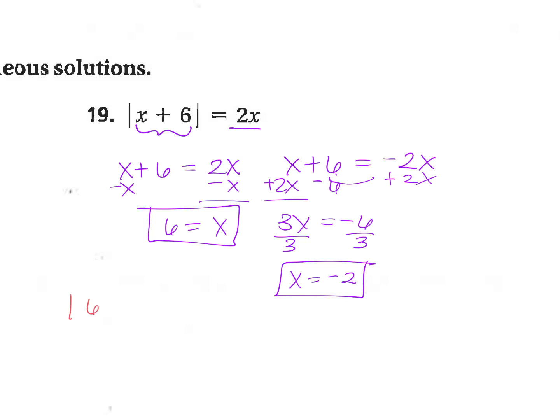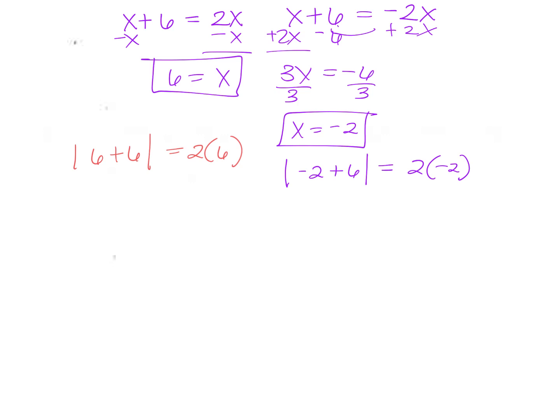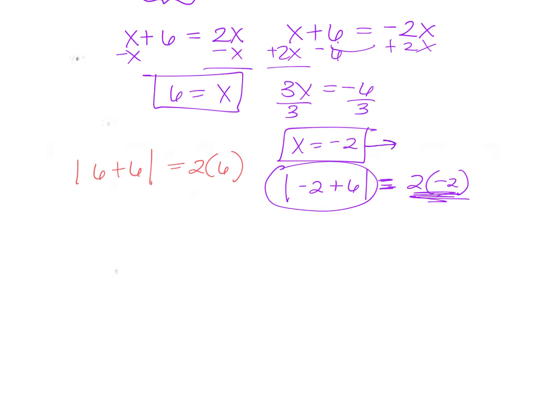So absolute value of 6 plus 6 equals 2 times 6. And we're going to plug in a negative 2. Absolute value of negative 2 plus 6 equals 2 times negative 2. Now, right off the bat, you can see the absolute value of something equaling a negative can't happen, right? So really, you don't even have to plug that in completely. You don't have to finish solving that because you can see an absolute value equaling a negative. That means this negative 2 is going to be extraneous.